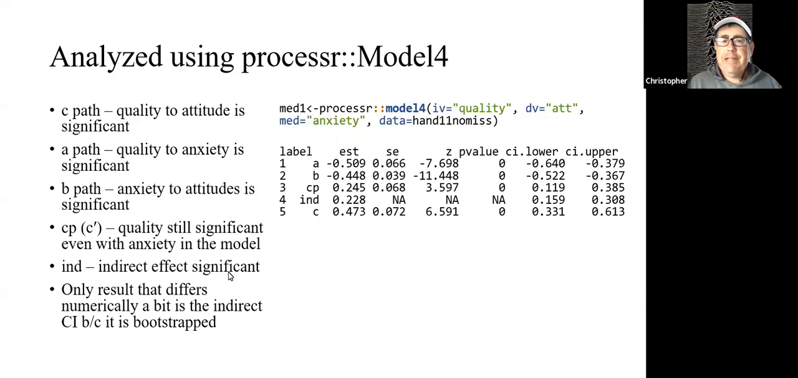Then looking down at the int, that's the indirect effect. That's the test of mediation. And we can see that we get a value of 0.228. Again, that's not really interpretable anyway. Don't worry about the fact that it says standard error not applicable, Z not applicable, p-value not applicable. The reason for that is that this estimation approach uses bootstrapping, so it's not technically getting a standard error, and we're not calculating a z-value. We again do get a confidence interval.